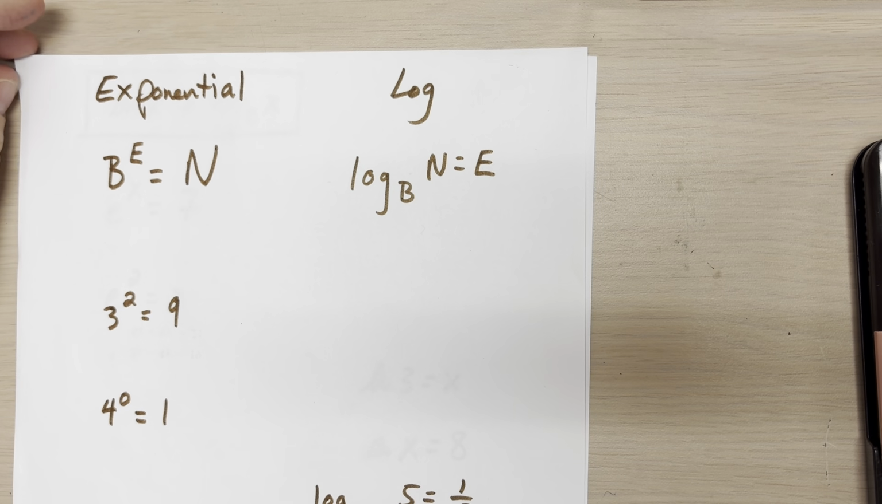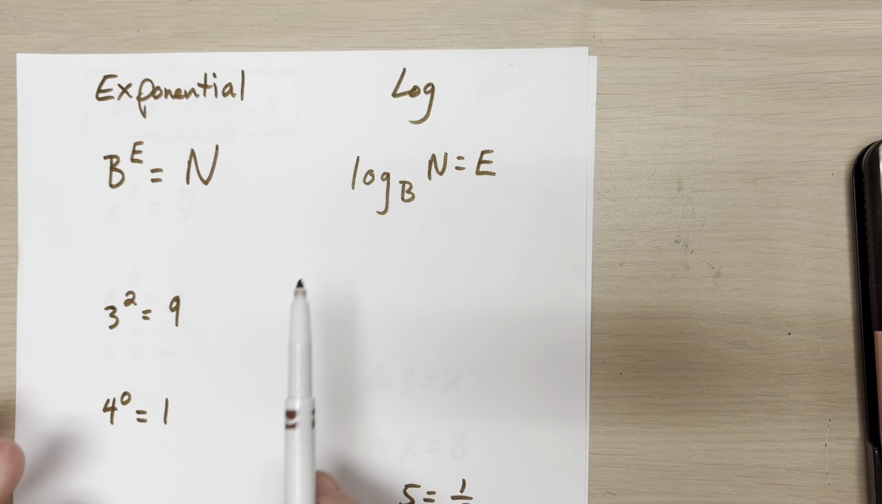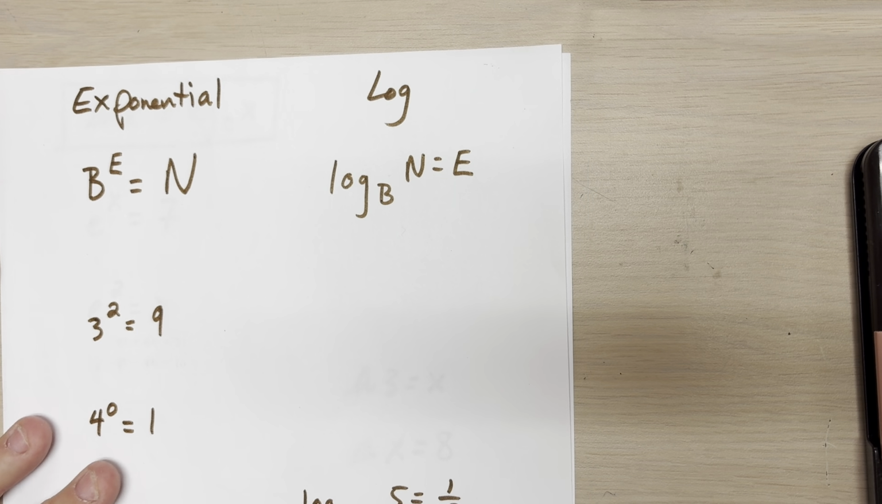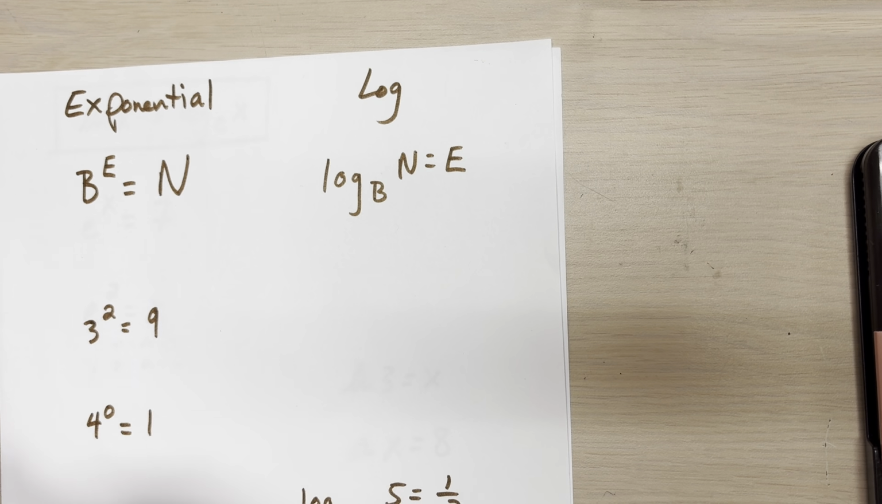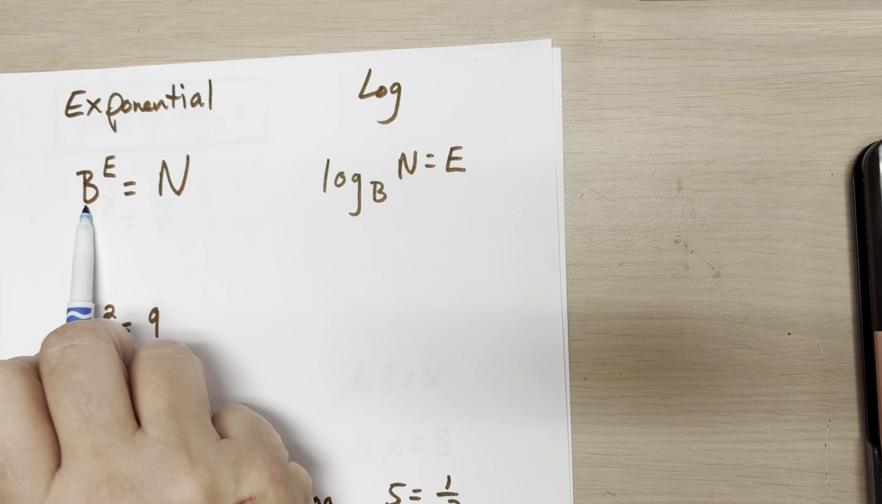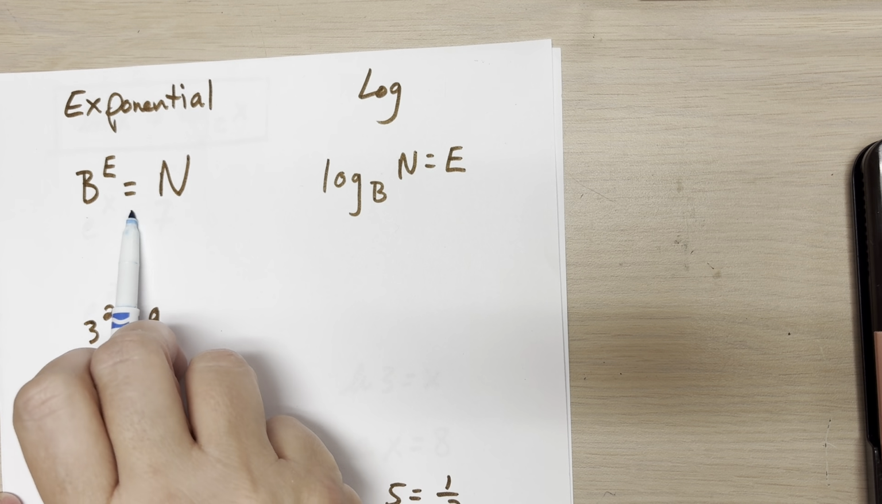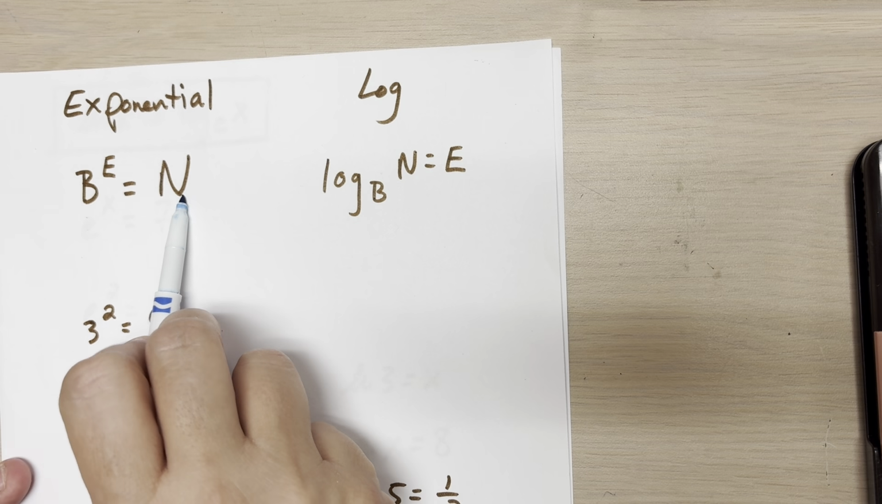This video is designed for Algebra 2 students and could also be a nice refresher for Precalc students. In this video, it's just an introduction to the definition of a log and how to convert between exponential and log forms. So, an exponential form is going to look like this. You have a base raised to an exponent, and that equals a value or some number.